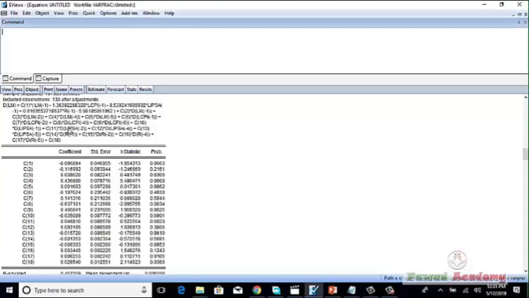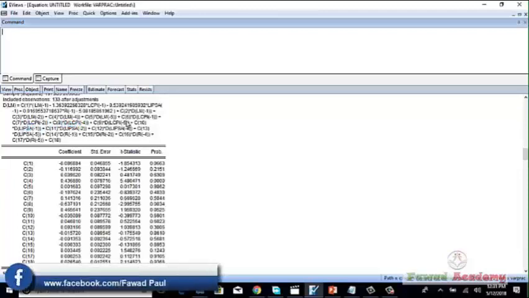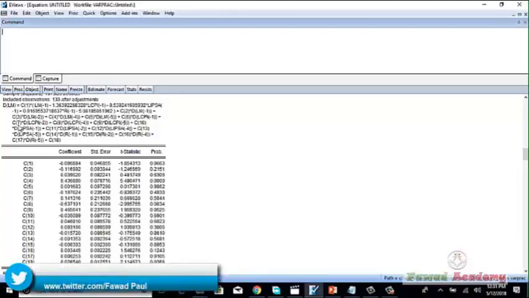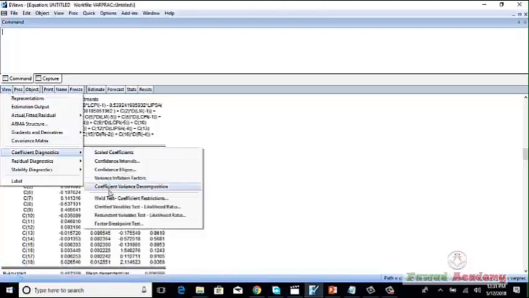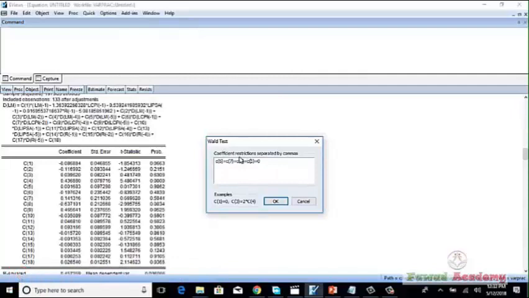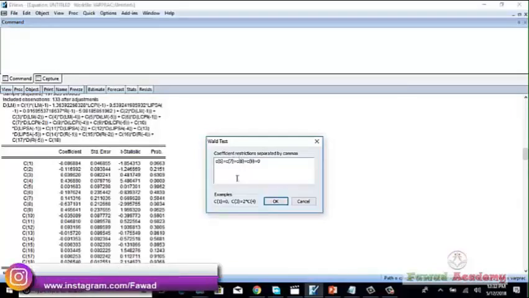Now we want to find the short run causality between the consumer price index and the money supply. First of all, check the coefficients of the inflation. What are the coefficients? They are C6, C7, C8, C9. Go to View, Coefficient Diagnostics, Wald Test. Write down C6, and then OK.